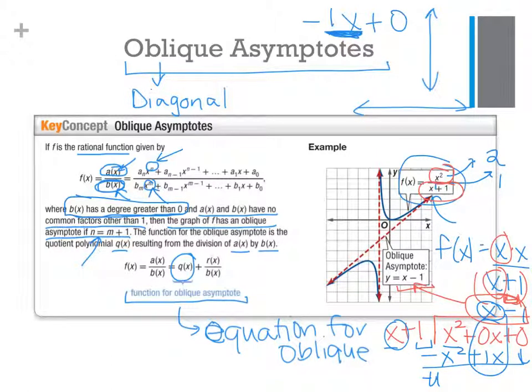So I know I ran out of room here at the bottom, but we'll look at this more in depth. You should already be comfortable with dividing two polynomials using long division. And we'll go through another example of a function that has an oblique asymptote in upcoming examples.